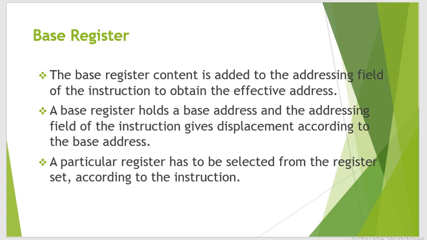Then the base register. The base register content is added to the addressing field of the instruction to obtain the effective address. A base register holds the base address, and the addressing field of the instruction gives the displacement according to the base address. A particular register has to be selected from the register set according to the instruction.